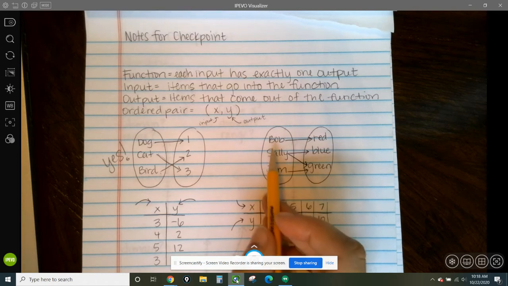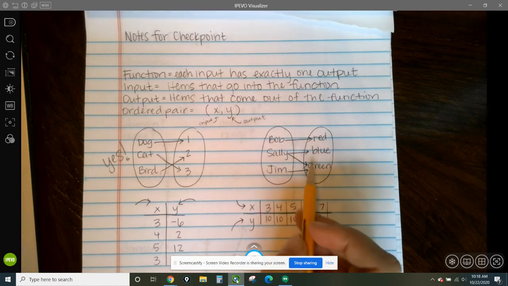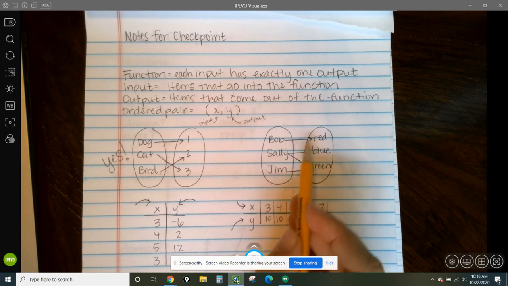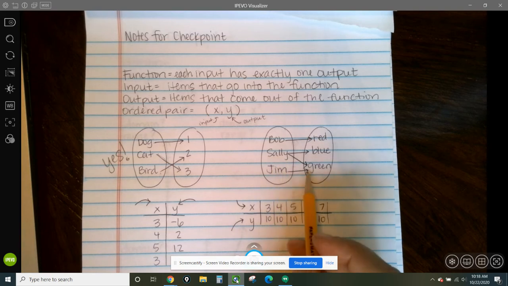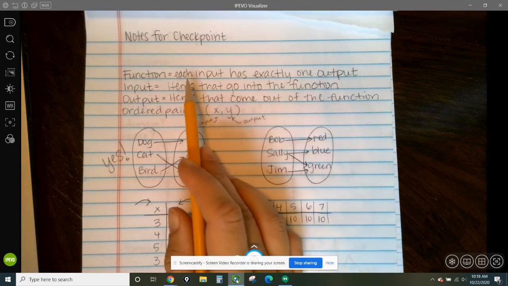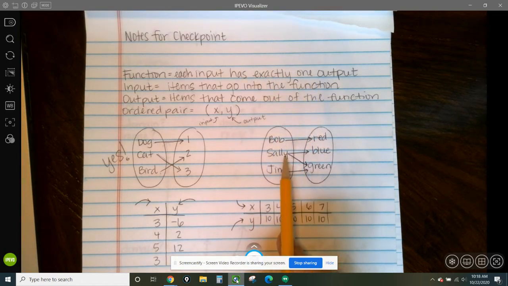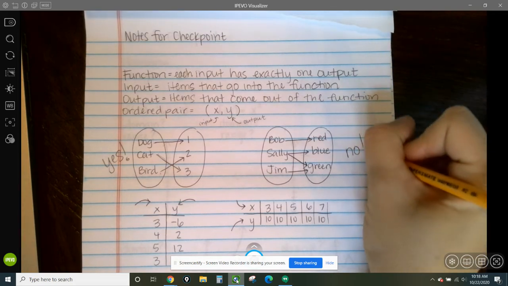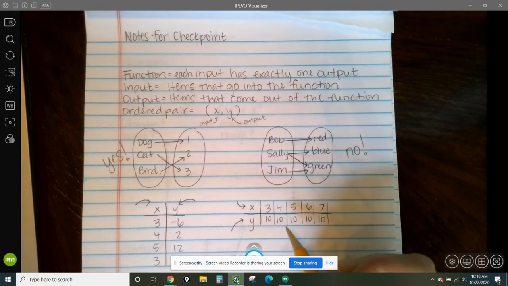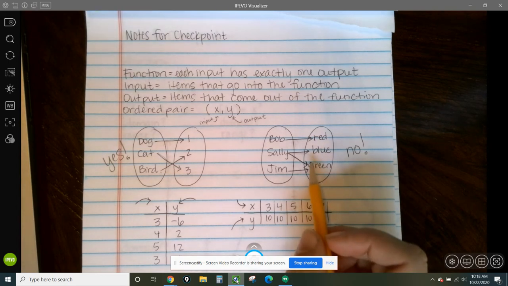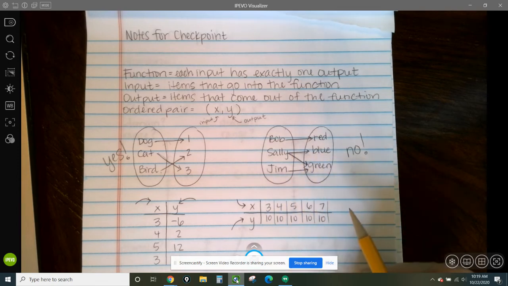Okay, looking over here, we have Bob, Sally, and Jim. And here are their favorite colors, red, blue, and green. Bob's favorite color is red. Sally's favorite color is blue and green. Jim's favorite color is green. Does this work for our definition? Each input has exactly one output. Well, this input has one output. This input has two outputs. That's our red flag right there. This is a no. This relation is not a function because Sally has two favorite colors. While that's okay in real life, it's not okay if we're talking about whether this is a function.